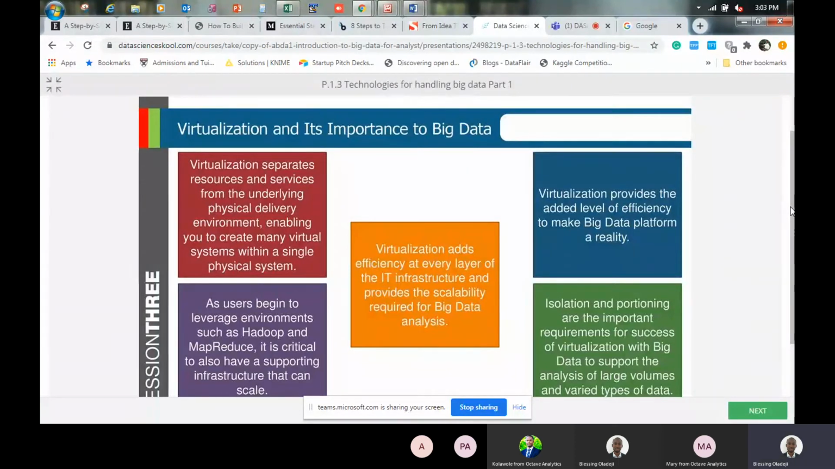The next thing we are going to talk about is the concept of Hadoop technology and MapReduce, which are also part of the technologies for handling big data. They leverage all of the technologies we have talked about: distributed computing, parallel computing, and virtualization, in order to get jobs executed very, very fast. So when we start talking about them, you'll be able to make sense out of them.